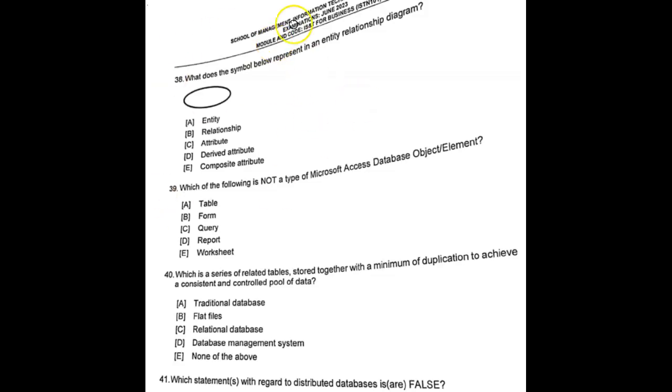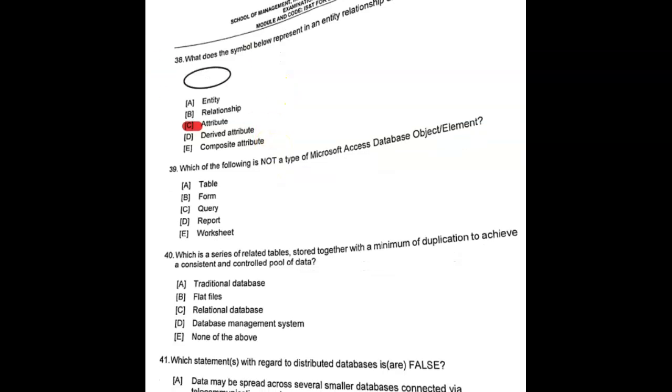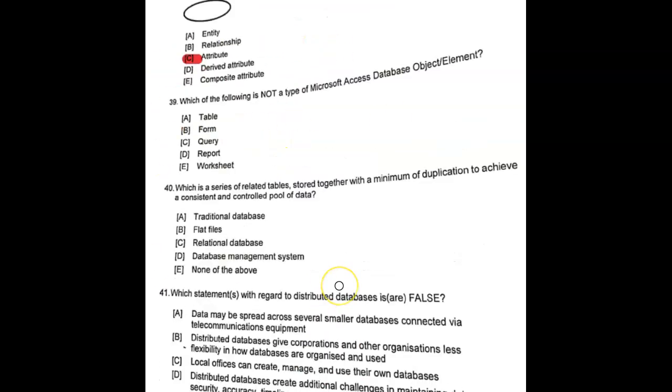38. Now whenever you see this symbol, it represents an attribute. What's an attribute? It's a description of an entity. So you just have to know it, right? Oval, attribute. I got this wrong in my test too, but whatever.